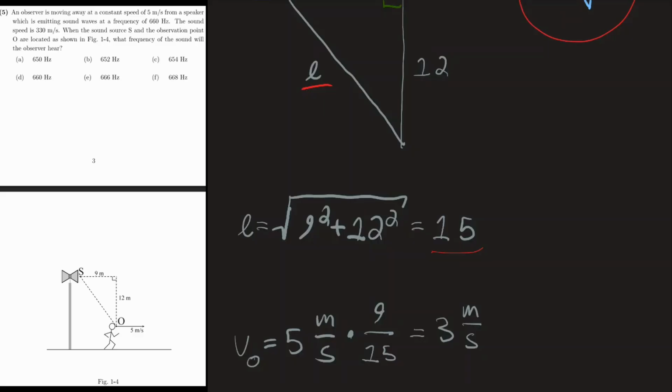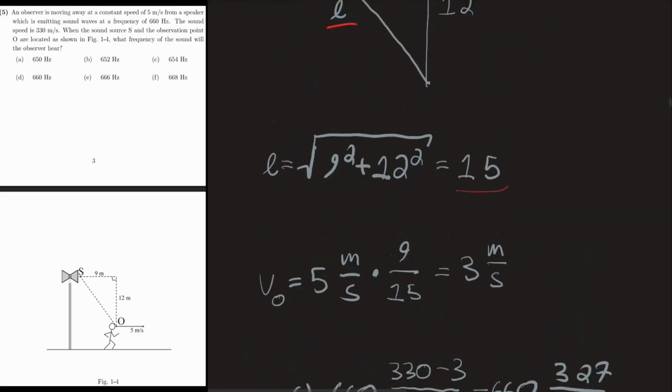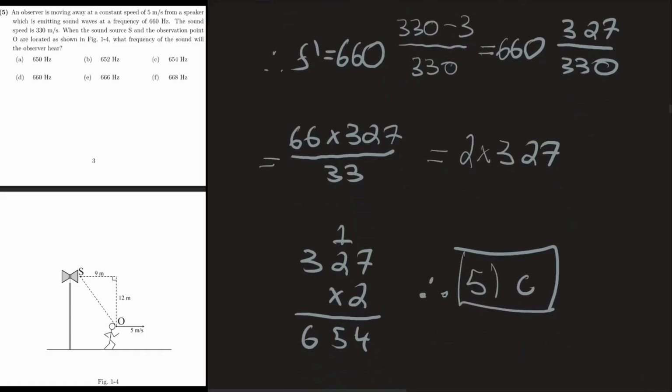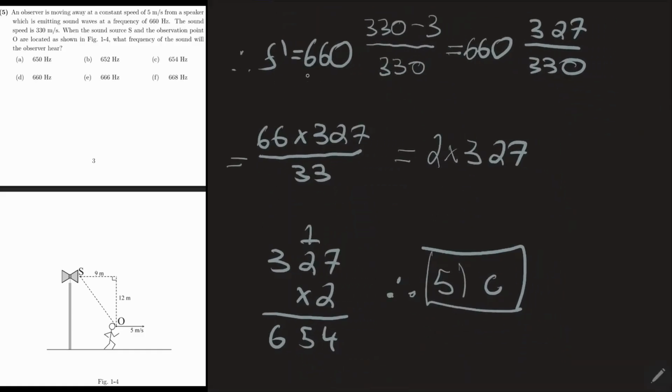But if you just want to know how to answer this question, then the important thing to know is that since the observer is moving perfectly horizontal, its relative speed at a specific moment is the ratio of its horizontal distance to total distance from the speaker. So since the observer's actual speed is 5 meters per second, multiplying that by the ratio 9 over 15 gives us that the relative speed is 3 meters per second. So now we can plug in the values into the formula I gave earlier. So the original frequency is 660 hertz. The sound speed is 330 meters per second, and the relative speed of the observer is 3 meters per second.